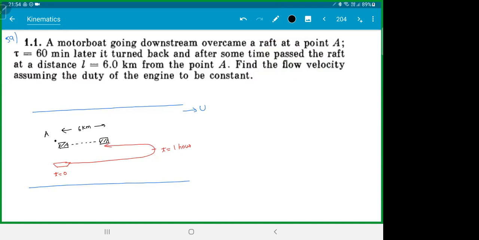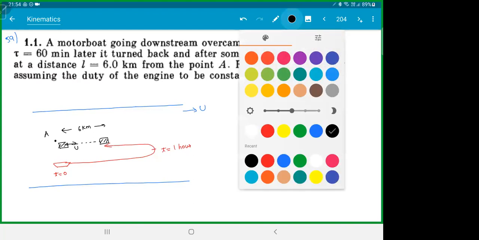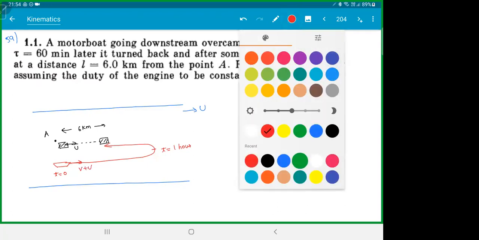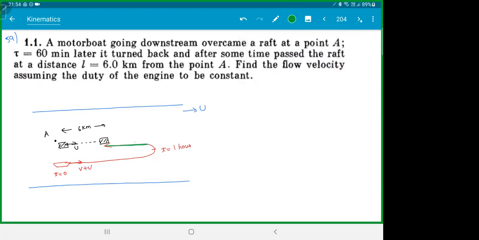Now, during this entire process, the raft is going with a speed u, but the boat here is going with v plus u. And while coming back, this part, I'll put it in green, it is going with v minus u. I hope you're getting the scenario there. When you took a turn and started going back, your speed has become v minus u. Now, can you try? I'll give you another minute from here.